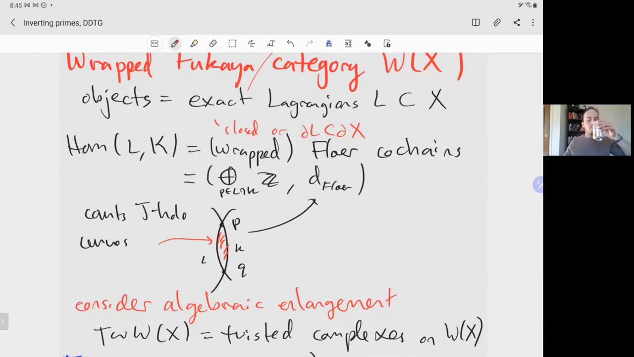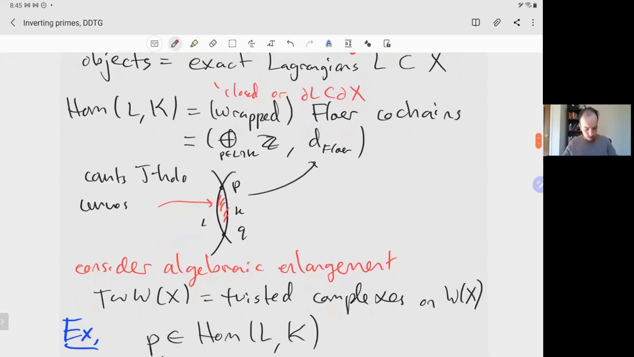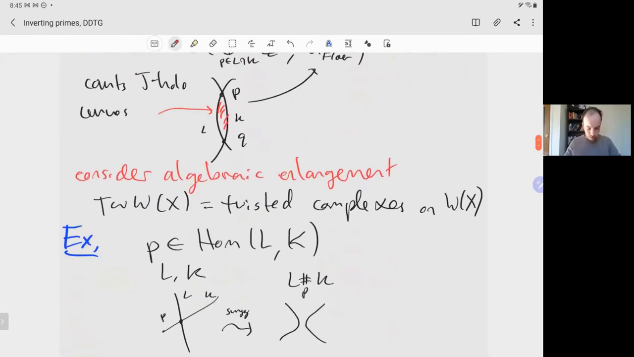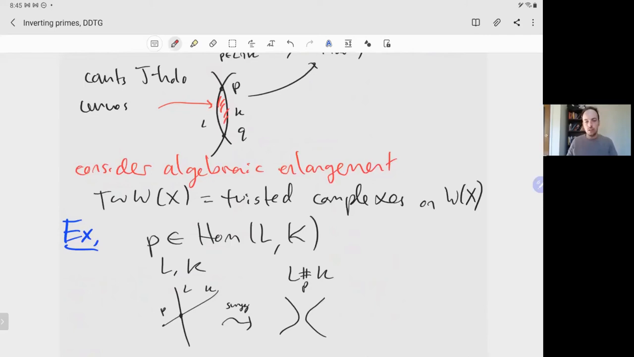Okay, so let me give an example to give a flavor of this twisted complex business. Suppose you have P, which is a morphism from L to K. Suppose this is just a single intersection point between L and K. Then you can do surgery on this intersection point to create a new Lagrangian, which I'll denote L surgered K along P. So this is a new object in the Rabb-Foucault category.